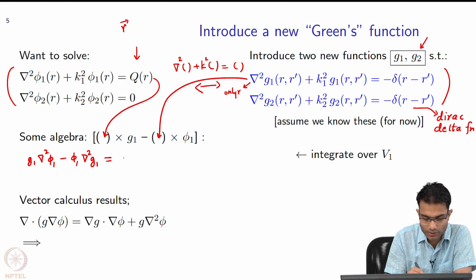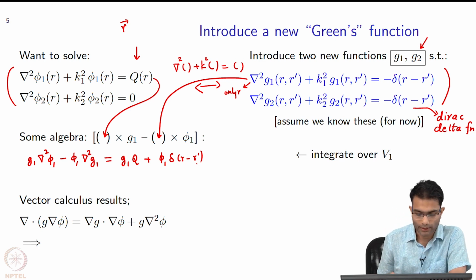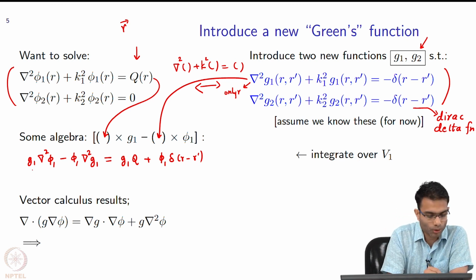Now I am left with the right hand side. The right hand side was, or rather is, q, plus phi 1 delta r minus r prime. I am being a little sloppy here. You know that all of these, G1, phi 1, are actually functions of r and r prime.